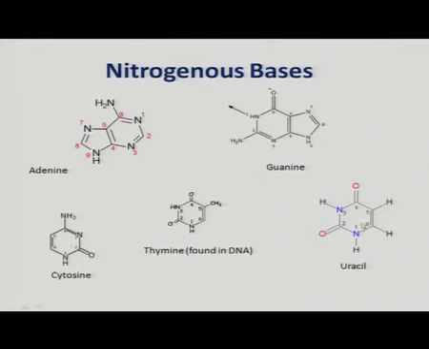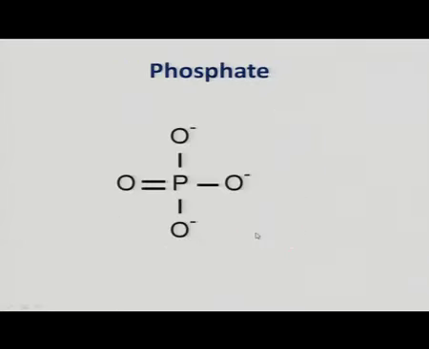If you can see the structure of these nitrogenous bases, you can find that when the methyl group is added to this uracil, it will be converted into thymine, and when the amine group is removed from this cytosine, it will get converted into uracil. The detail of this we will discuss in the coming slide. Let us move ahead. Phosphate molecule.